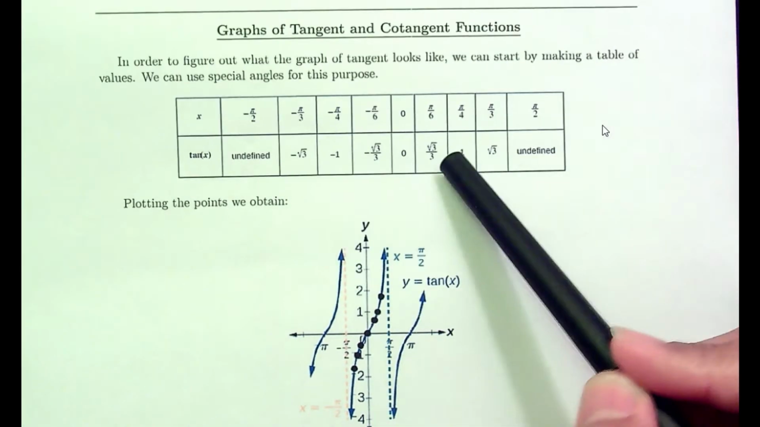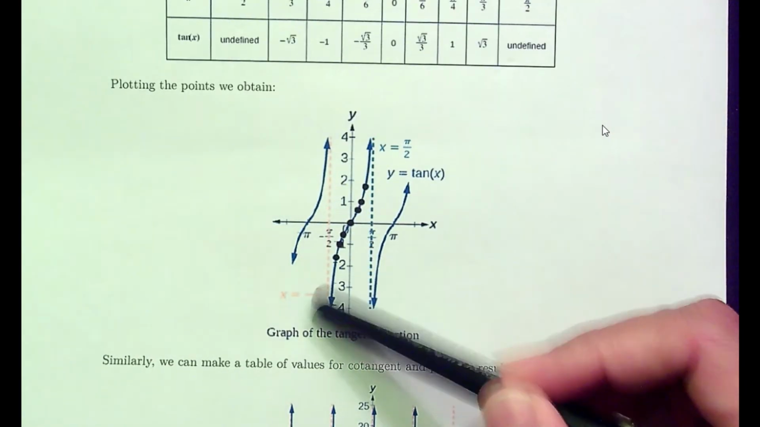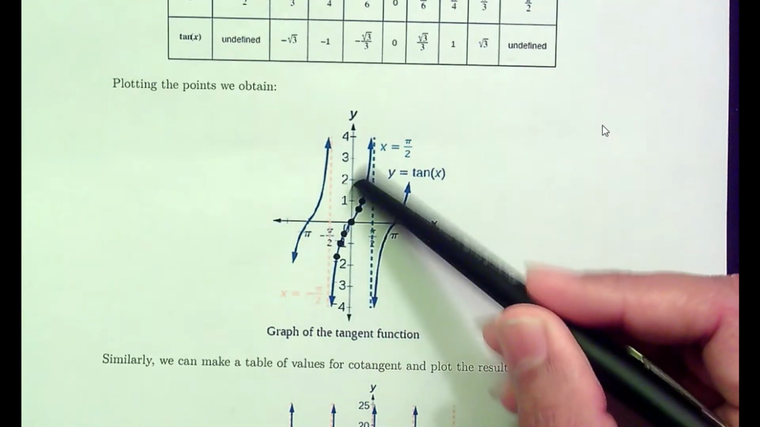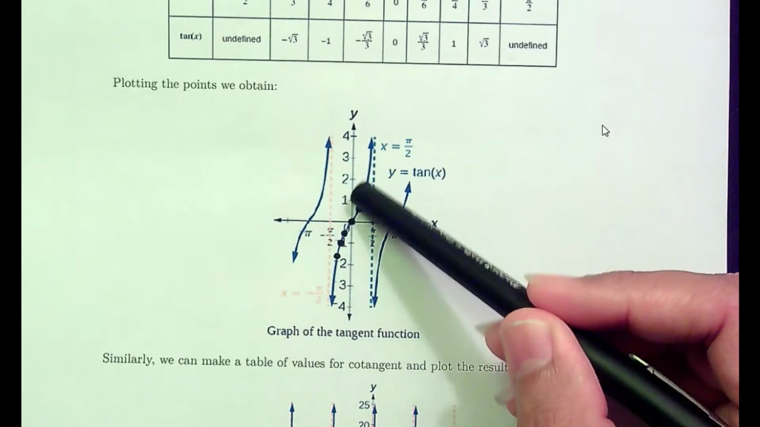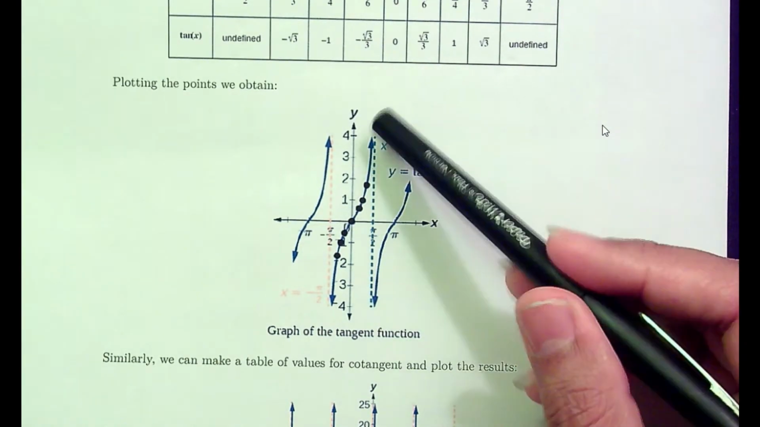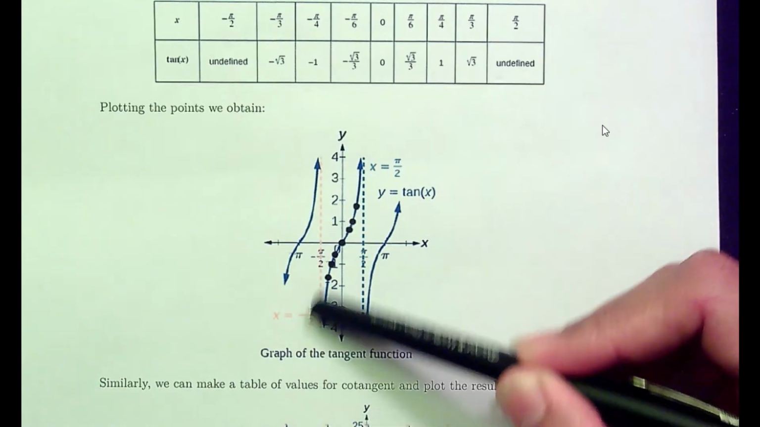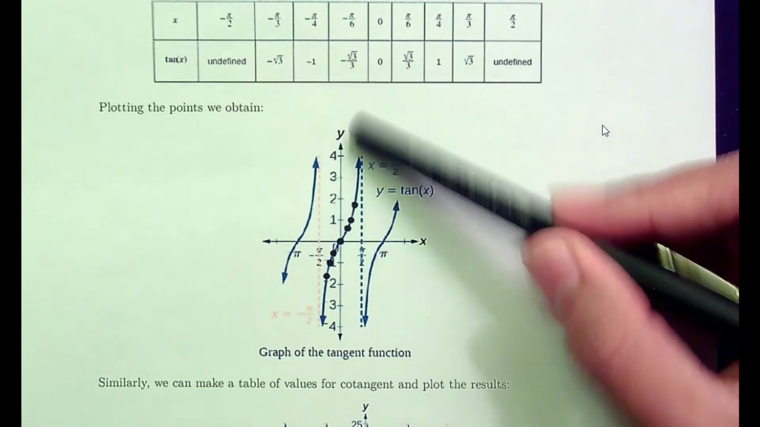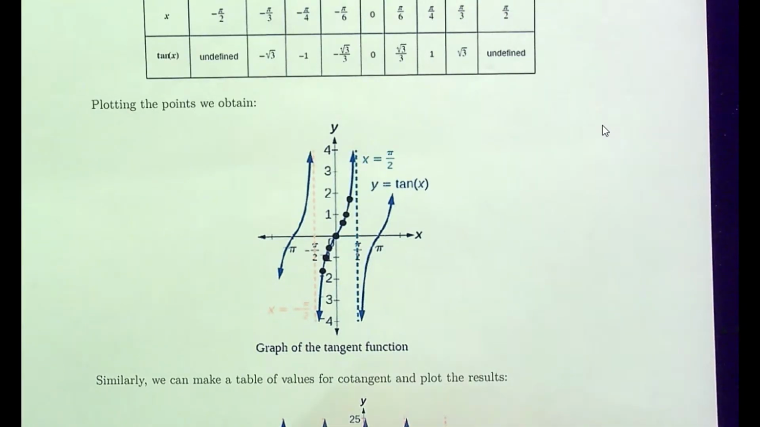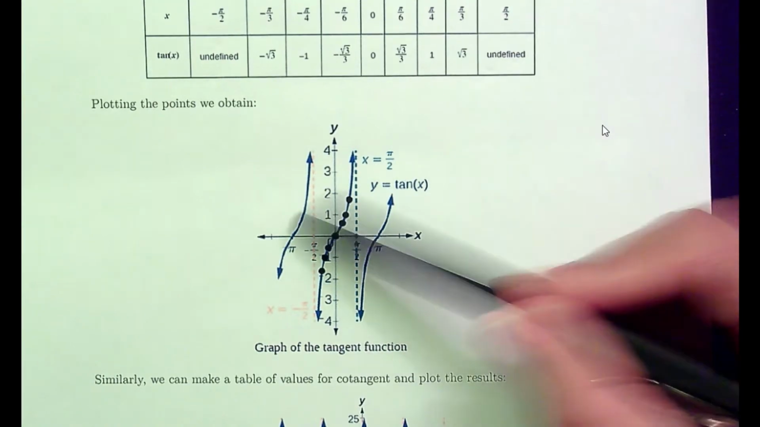So you take these values and you plot them, and this is what you will get. You get this shape that is like an S shape, and you see that the graph goes up and up and up. What happens at negative pi over 2 and pi over 2 is that you have vertical tangents. The graph of tangent gets arbitrarily close to the vertical line x equals pi over 2, and to the vertical line x equals negative pi over 2. So those two are asymptotes.